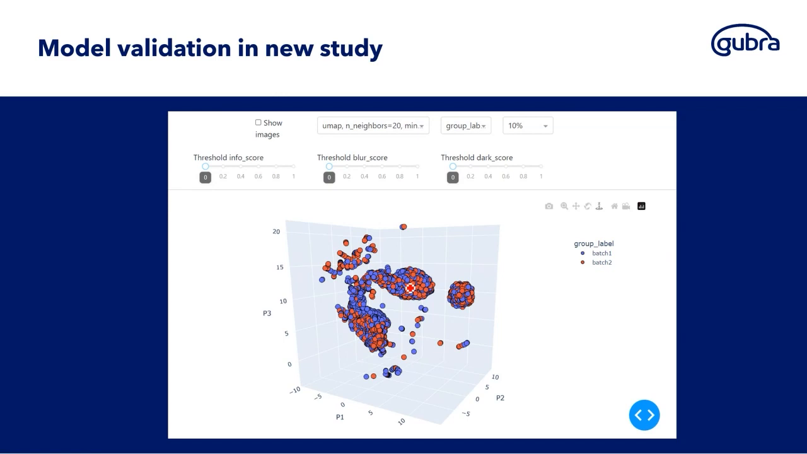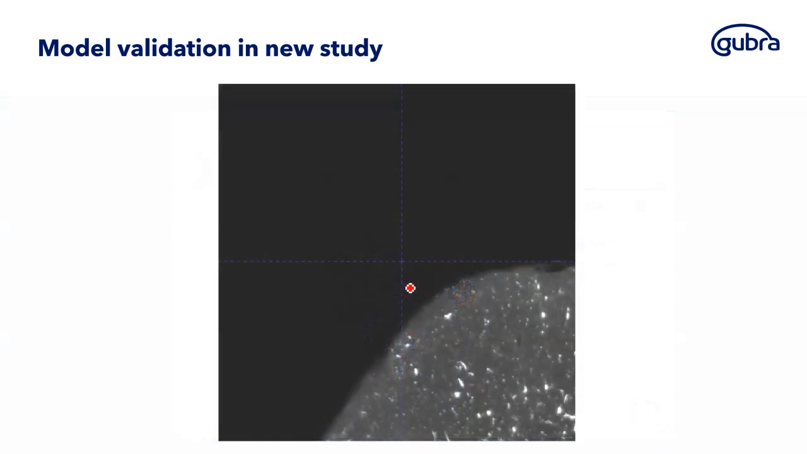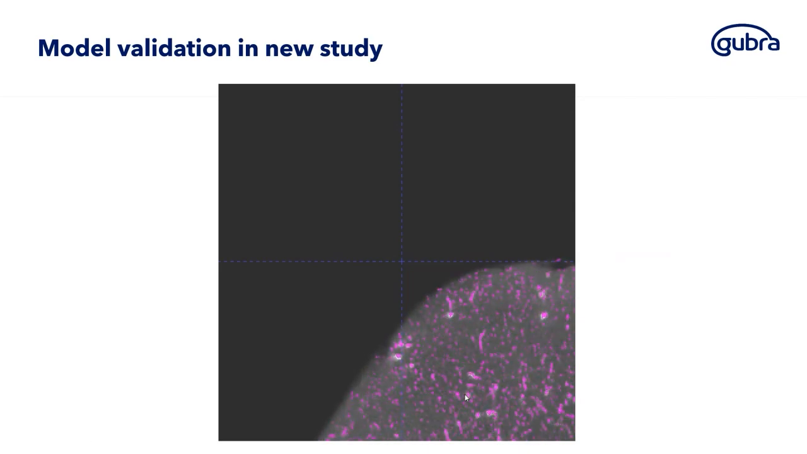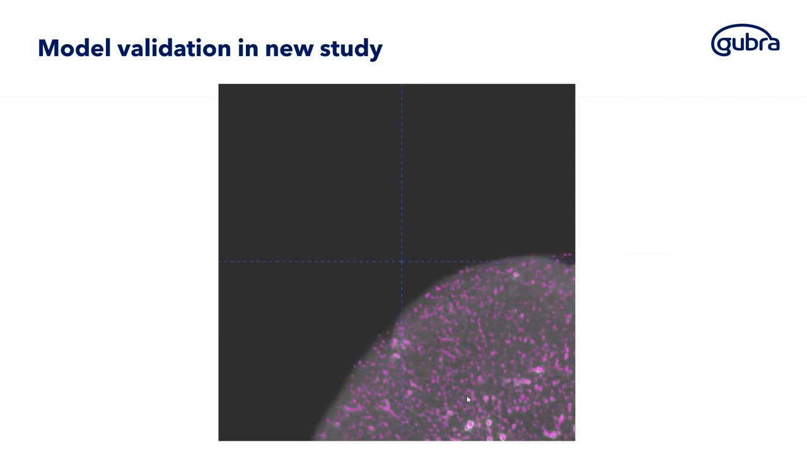So having this confidence, we applied the model for the full data set. And again, as before, we also did some manual inspections of the segmentation quality. And also here in the second study, we were happy with the performance. Again, the purple overlay here shows the model segmentation output.